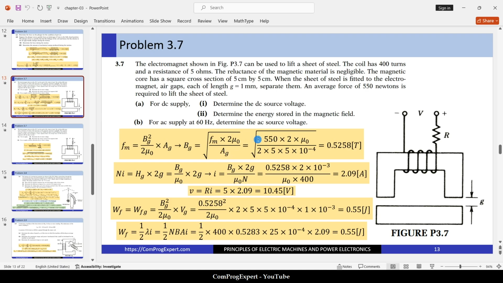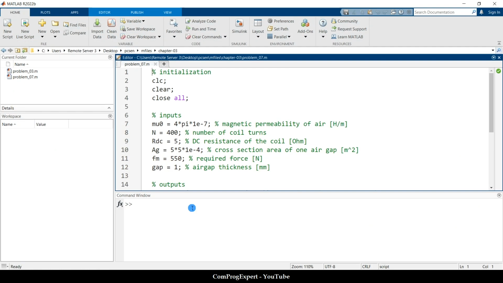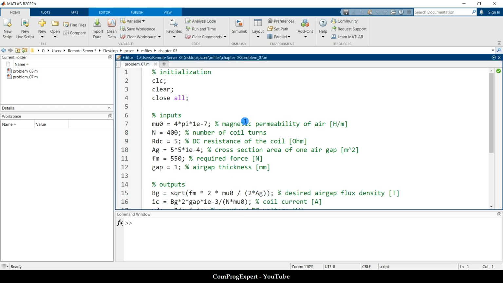The value of the force is 550 newtons. 2 times mu 0 divided by 2 times 5 times 5 times 10 to the power of minus 4, because these are in centimeters. So the value of the force is equal to this one. And finally, we can calculate the value of the flux density in the air gap, that is equal to 0.5258. Here in MATLAB, I also wrote this M file for this problem.